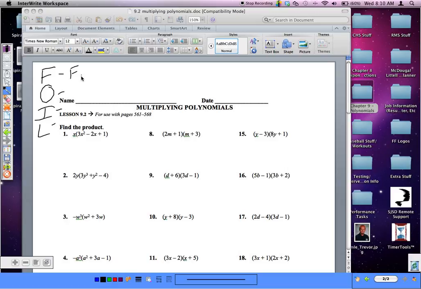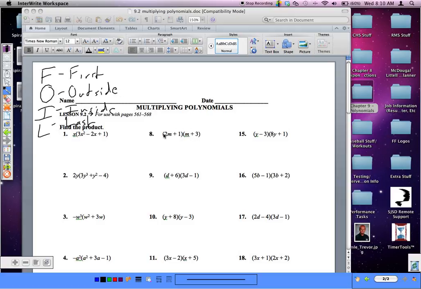Now, FOIL will work on most, but it will not work on all because some of these are special situations. Hopefully you're not writing this right in the middle of your name like I am, but hopefully you have more room to put that somewhere up here. Now this applies in situations where we have a binomial, which means two terms, multiplying with another binomial, which is two more terms. Okay? So let's go over the example on 8 to talk about FOIL.